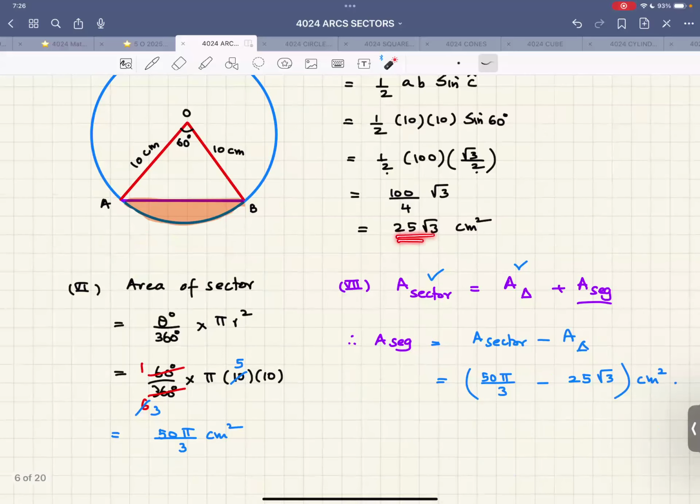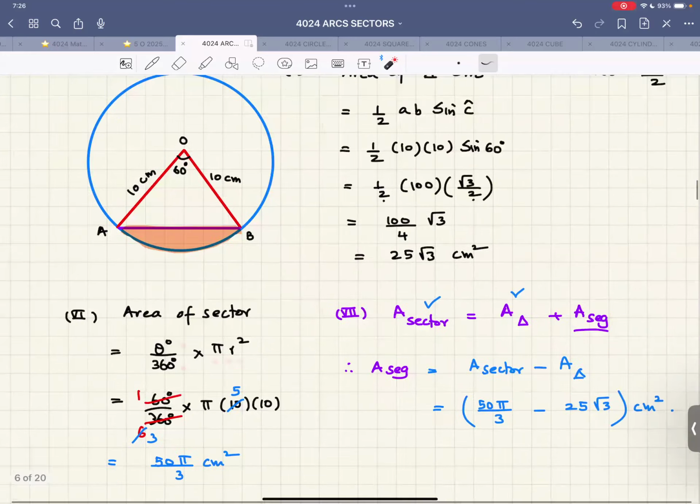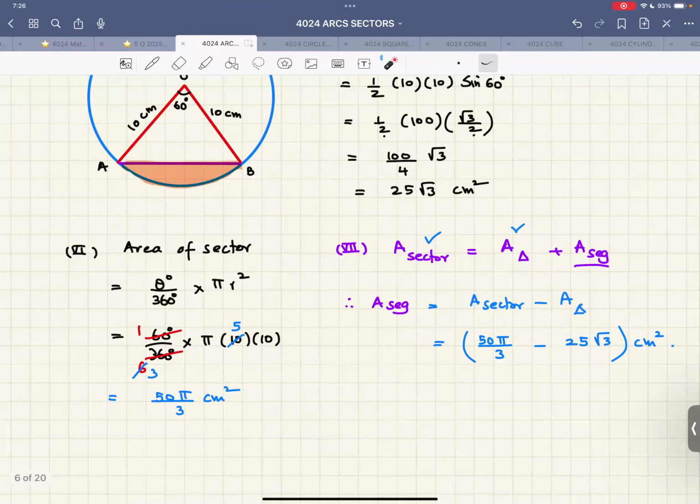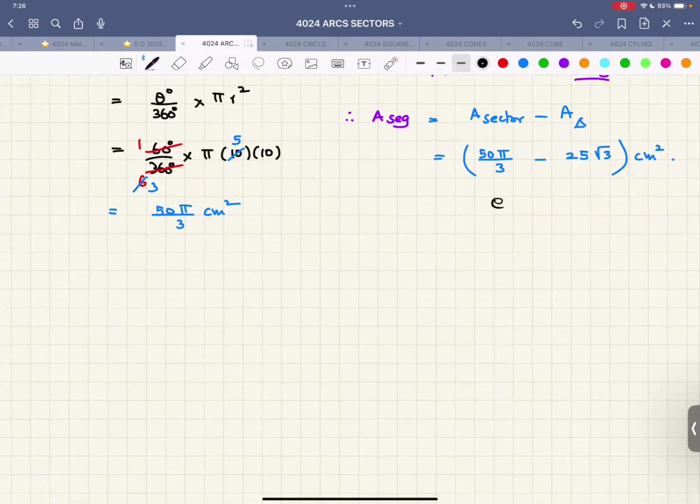So therefore, this answer is 25 root 3 centimeters squared. Area of sector, what's the formula? Theta over 360 into pi r square, that is 50 pi over 3. Area of sector is the triangle plus the segment. In this question, area of segment is area of sector minus area of triangle. So this is called writing answer in exact form, which means in O levels in terms of pi and in surd form.